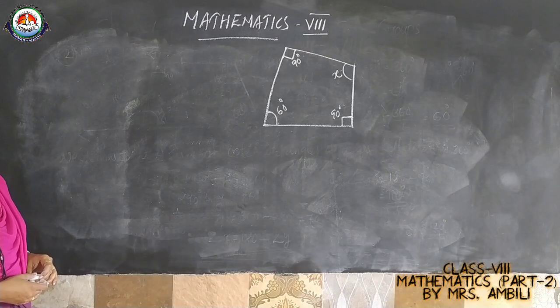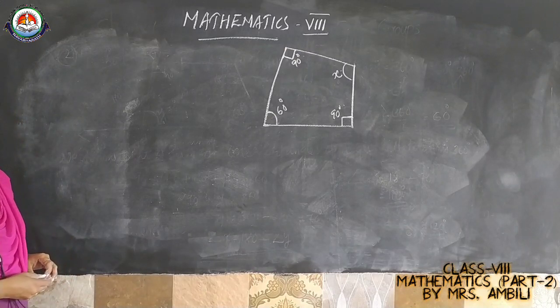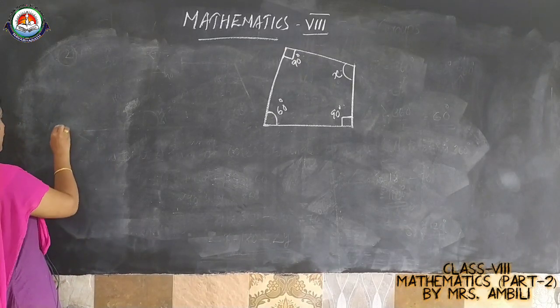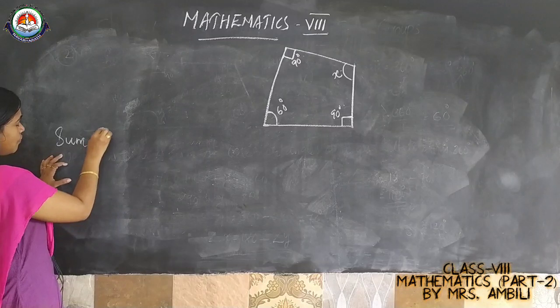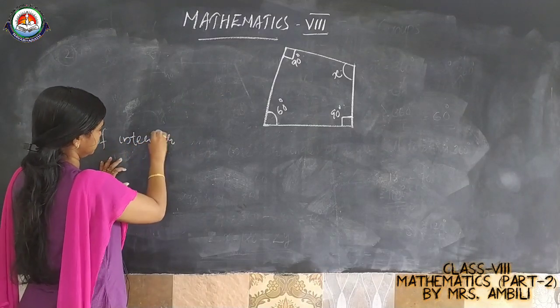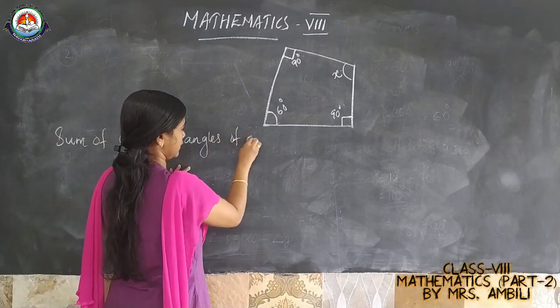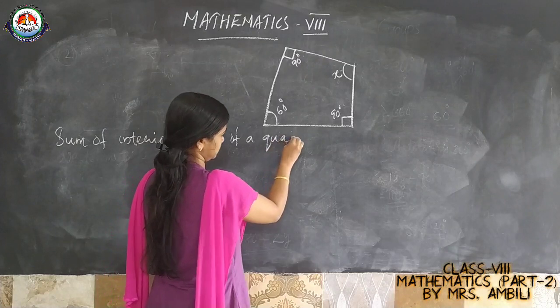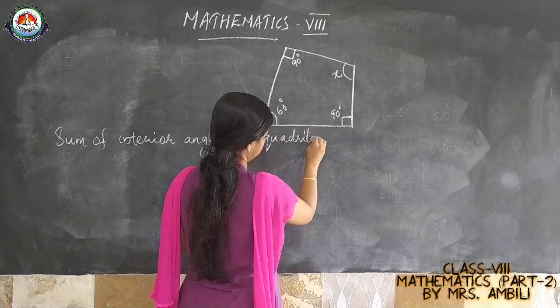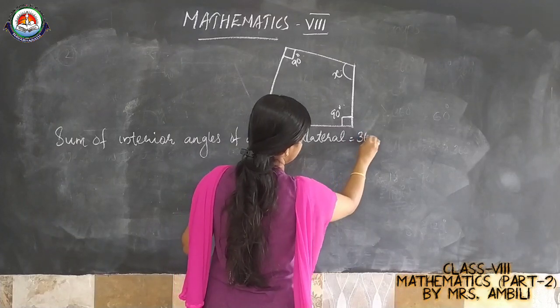Okay, same type question, you need to find out the value of x. So, how can we start? Sum of interior angles of a quadrilateral. Let us start. Sum of interior angles of a quadrilateral equal to 360 degree.